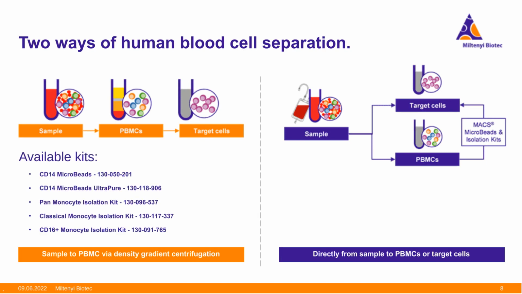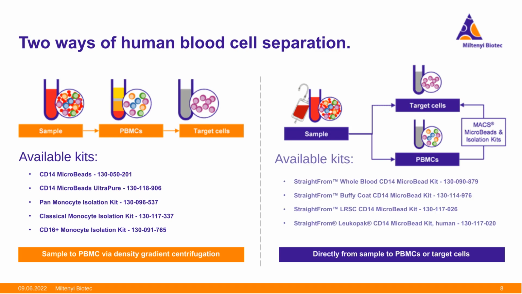If we already have PBMCs isolated, we have several different kits available here. I've taken the liberty to add the product numbers so you can take a screenshot and have a look afterwards on the website. We have direct positive isolations on the CD14, for example, the CD14 microbeads and CD14 microbeads ultra-pure. And then we have isolations which are untouched for pan-monocytes, classical monocytes, and CD14 and CD16 positive. On the right side of the presentation, we see the ones that are direct from our sample. And we have here our straight-from portfolio for different blood products to isolate with our CD14 microbeads.